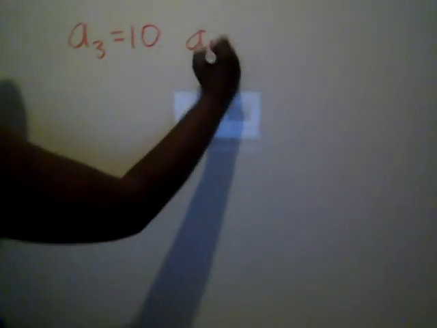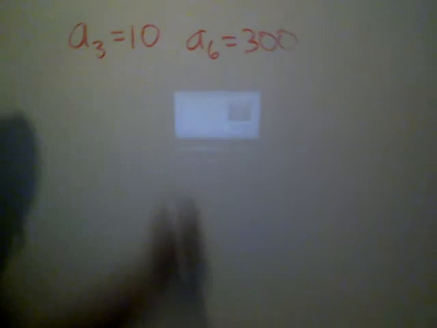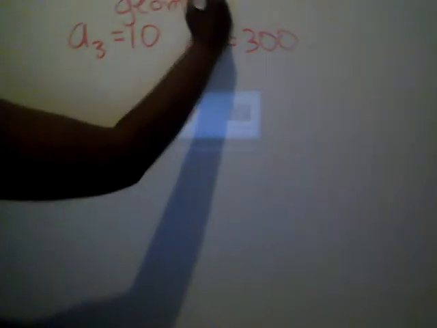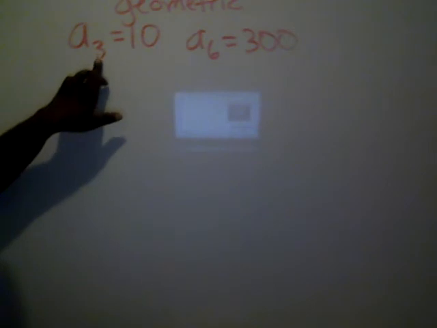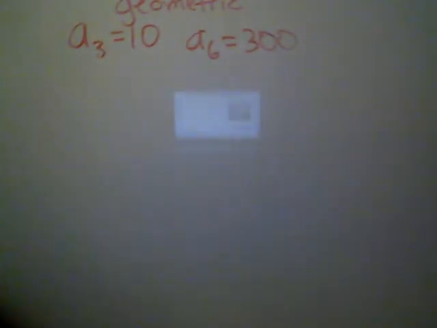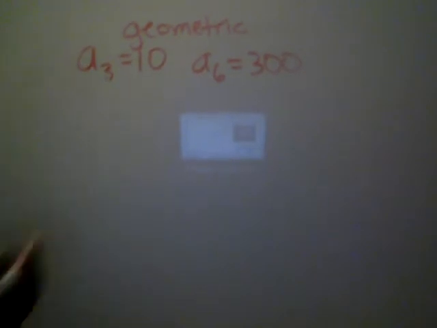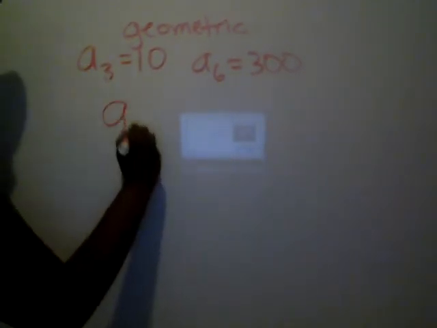So let's say for a geometric one, we're given a sub 3 equals 10, and a sub 6 equals 300. And we know that it's geometric. But that's all you're given. So you're not given the r value, you're not given the first value. All you have is the third term is 10 and the sixth term is 300. So one thing we'll keep in mind is that for geometric, the rule is this.